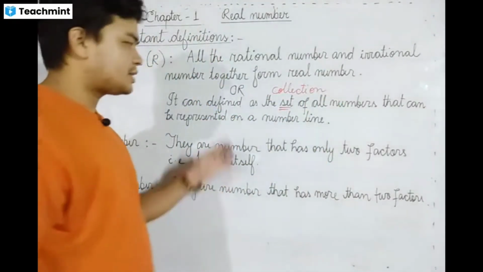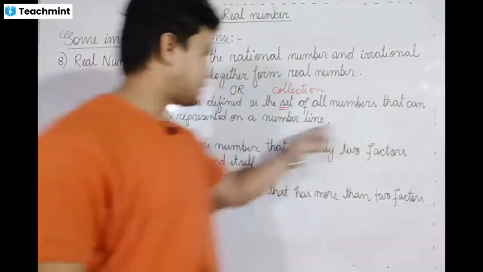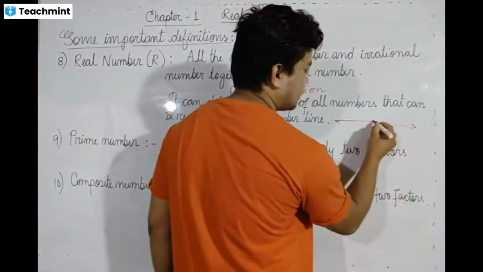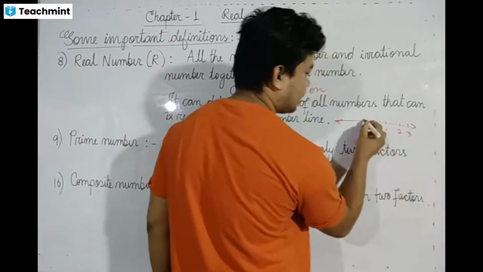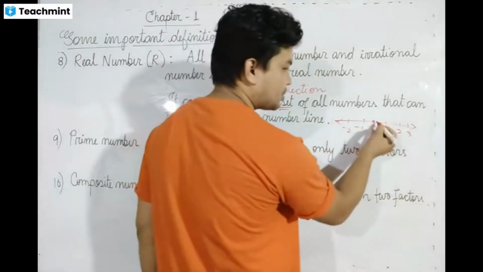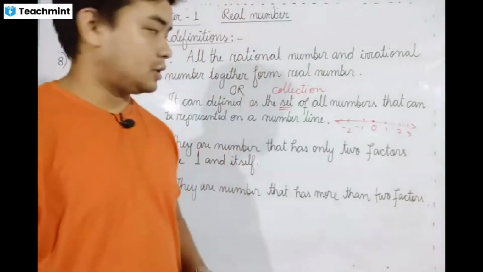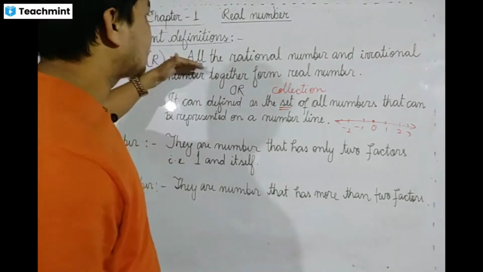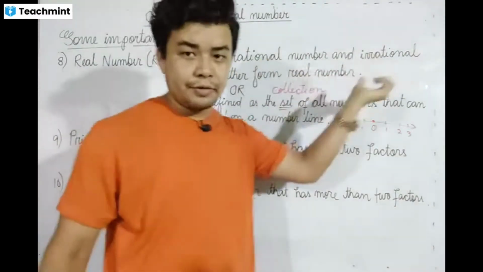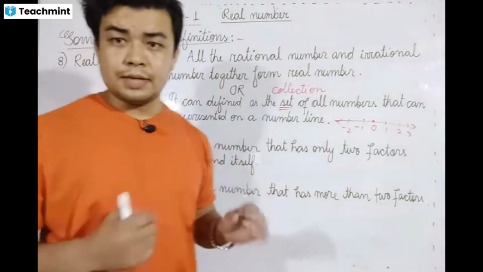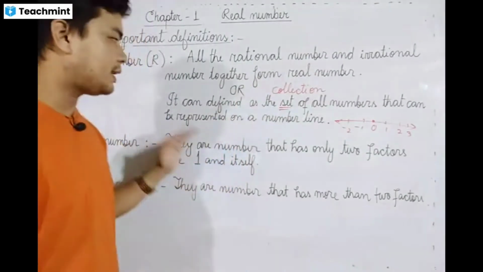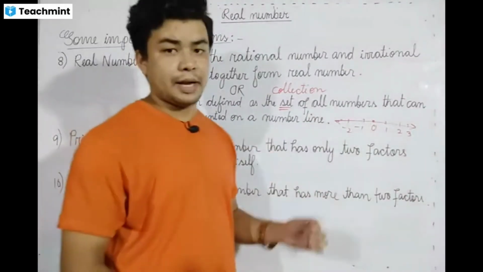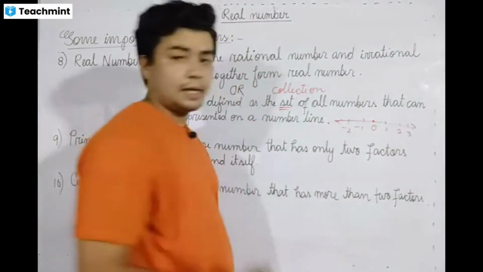Or it can be stated as the collection of all the numbers that can be represented on a number line. You all know what a number line is. The number line has 0, 1, 2, 3, minus 1, minus 2. Between these two numbers, there are a lot of points. Again, all the rational numbers and irrational numbers together form a set, known as the real numbers, or the set of all the numbers that can be represented on a number line. Every point on a number line is a real number.